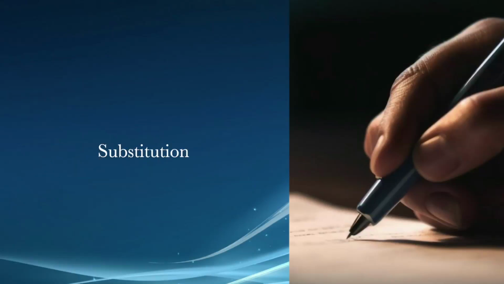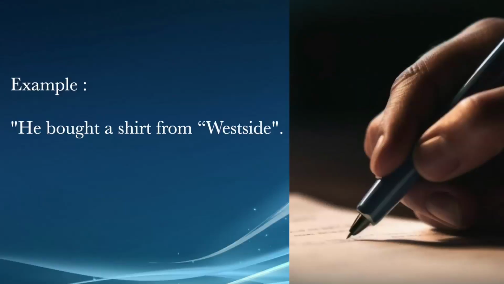The next is substitution. The replacement of a word or a phrase that is used previously with another, without affecting the meaning, is called substitution. For example, he bought a shirt from West Side. His friend bought one too. So when we say "his friend bought one too," that "one" refers to a shirt. So this is an example of substitution.